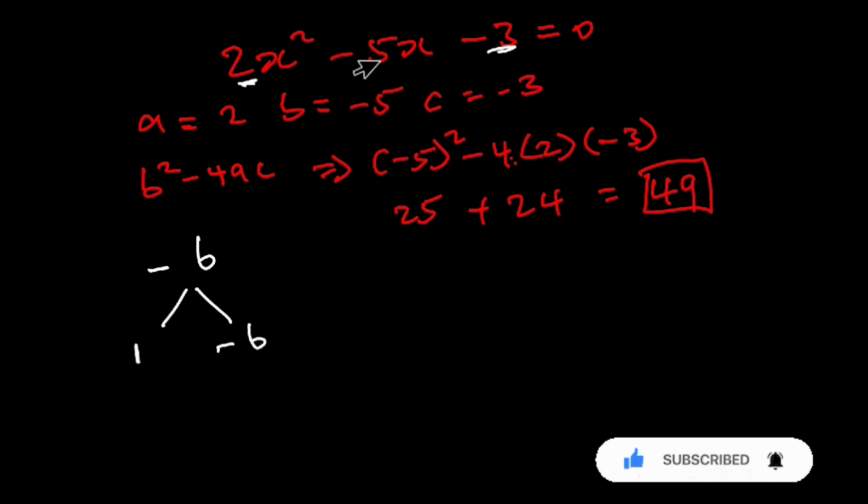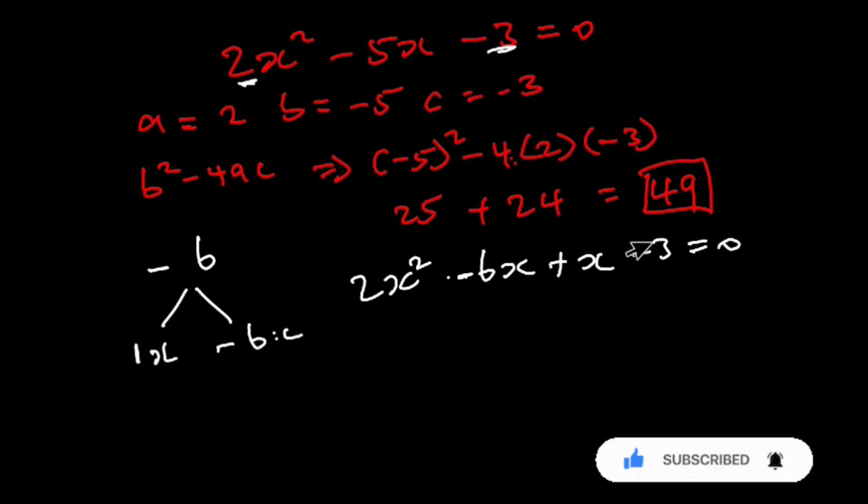So we're going to substitute 1x and then negative 6x in place of this negative 5x. So we're going to write 2x squared, then minus 6x plus x minus 3 is equal to 0. So let's go ahead and group it and then factorize.